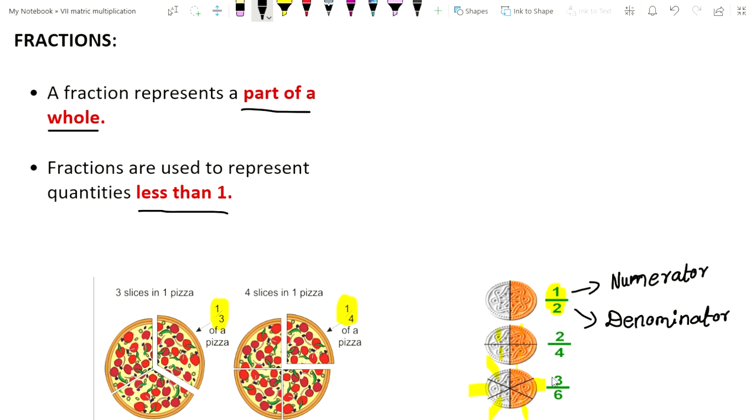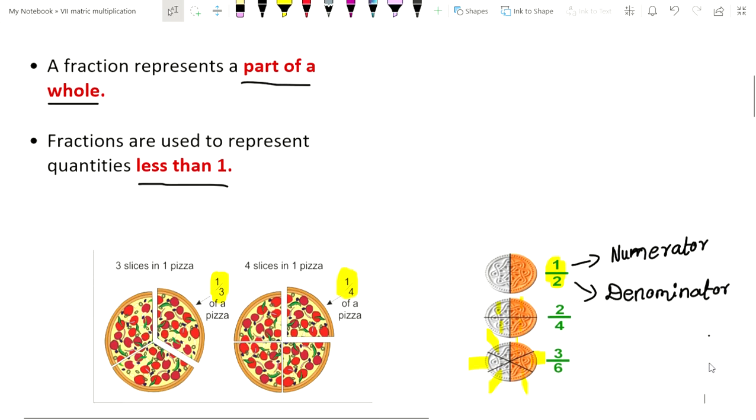So what is a fraction? A fraction is a part of a whole, and it is used to represent quantities less than 1. It means if you divide the numbers, what will you get? 1 by 2 is equal to 0.5, and 0.5 is less than 1. So whatever numbers you simplify, the result should be less than 1. The quantity is less than 1 only. You understand, children?